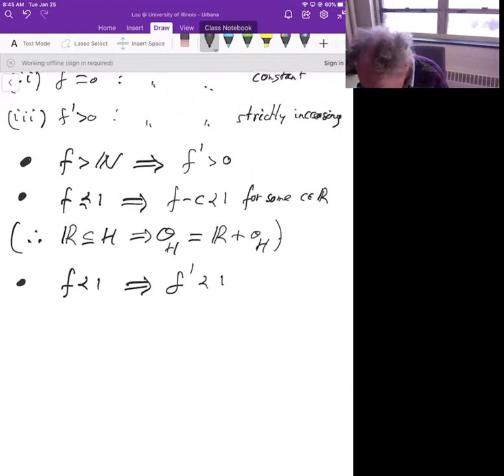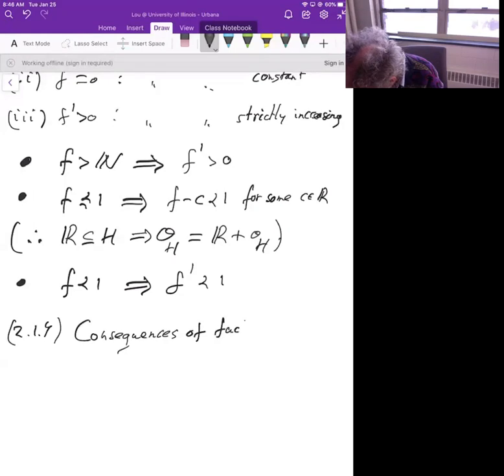Okay. Now some more consequences. Because of our work on Hausdorff fields, these will now have rather short proofs. Consequences of facts we proved about Hausdorff fields, facts about Hausdorff fields that we already established.